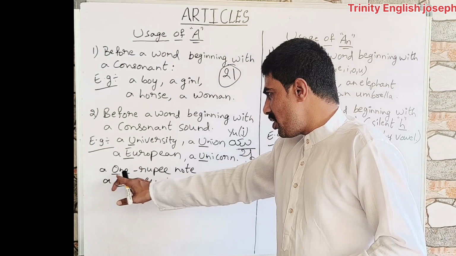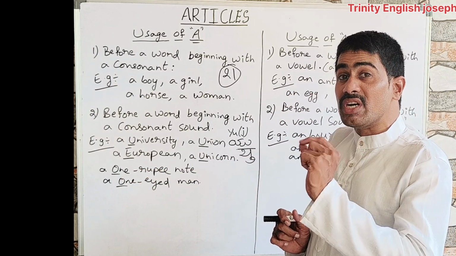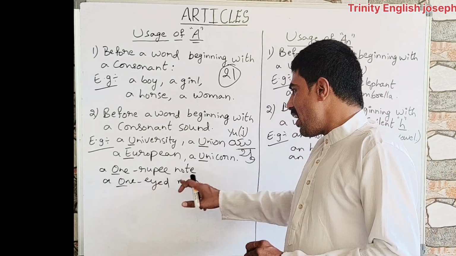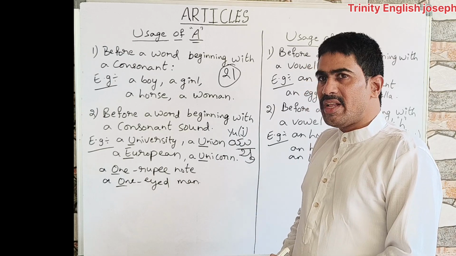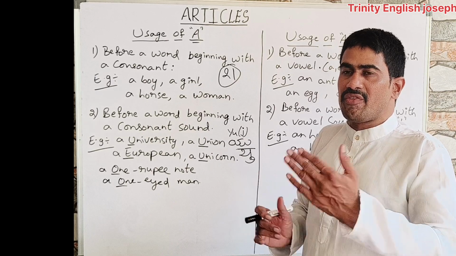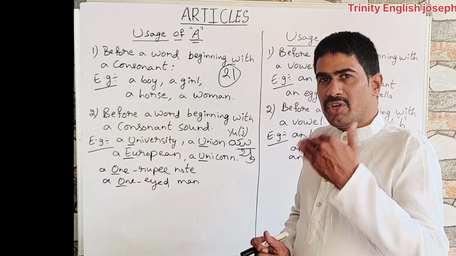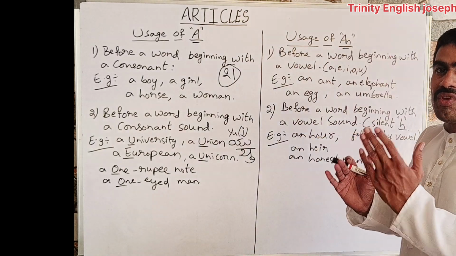And here also, a one rupee note, we get the sound of V, and here a one-eyed man. So this is the way we decide the consonant sounds. When we go further in our upcoming videos, I am also going to teach you about phonetics. There we will learn about more sounds and how we pronounce them.